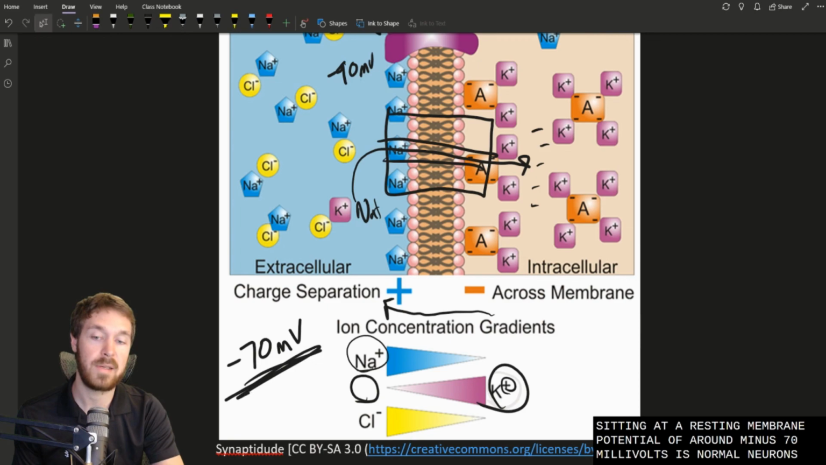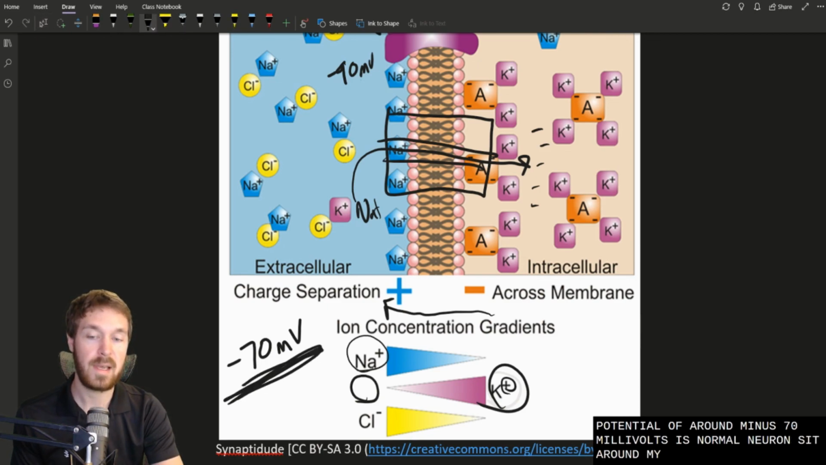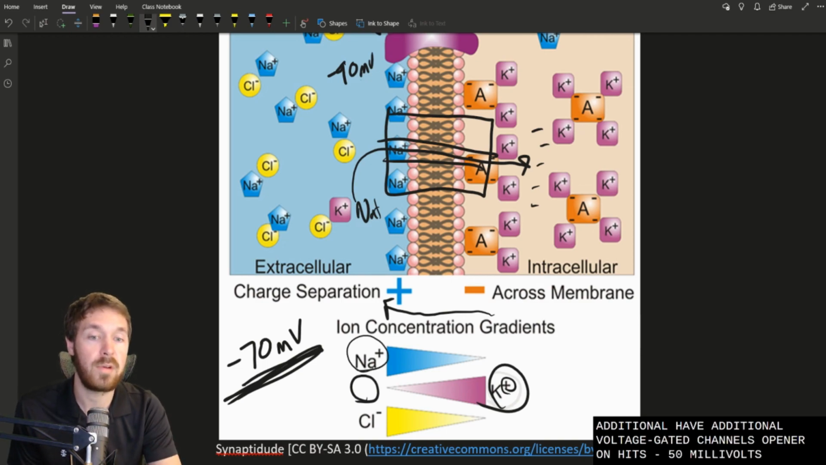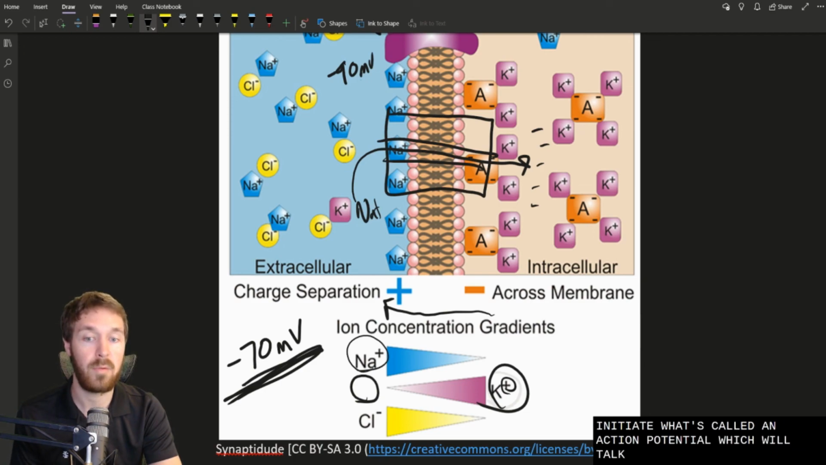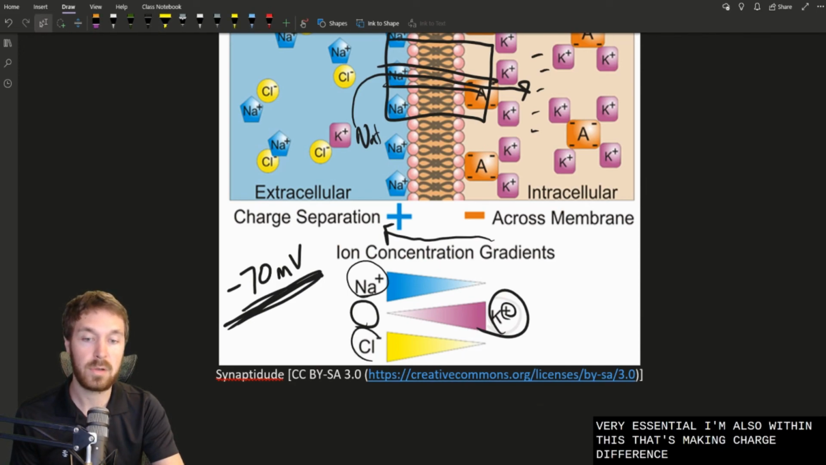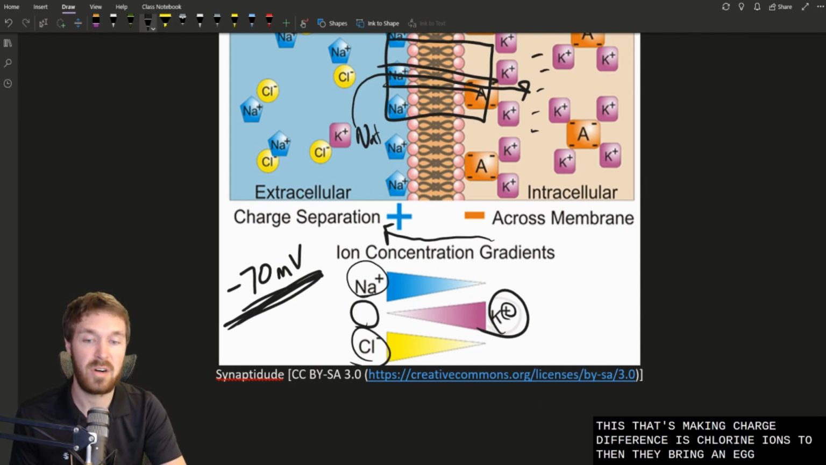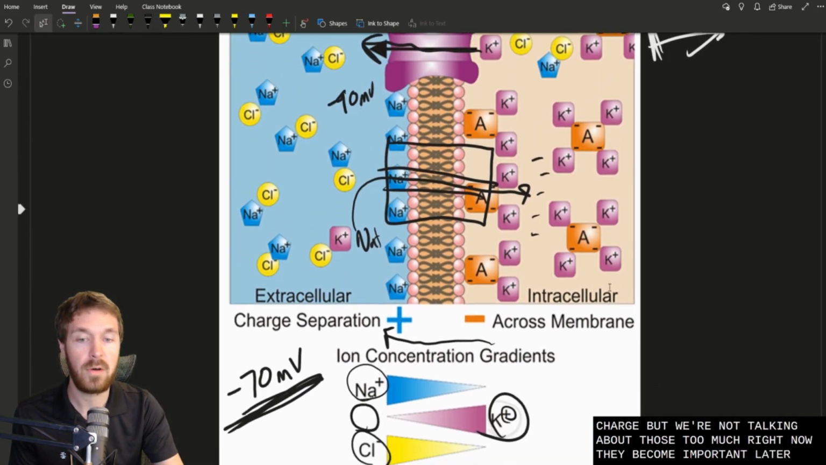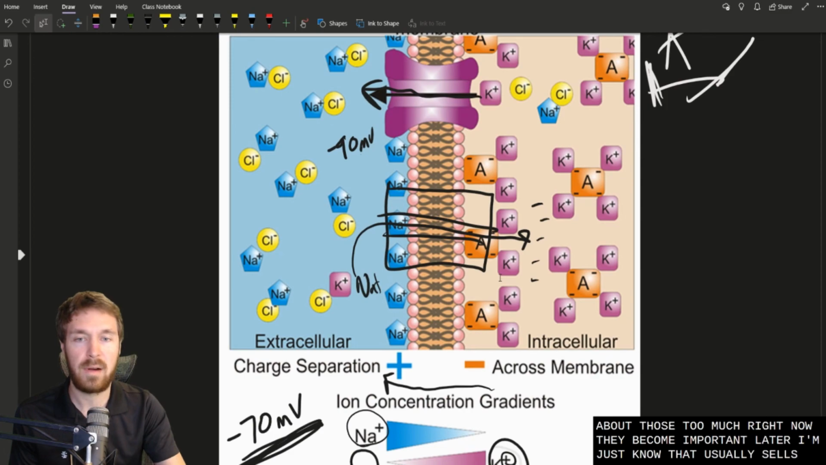Neurons sit around minus 70 millivolts, but neurons have additional voltage-gated channels. So if a neuron hits minus 50 millivolts, it initiates what's called an action potential, which we'll talk about when we get to the muscles, because that's how the neuromuscular junction works and how we send signals through our nervous system. So it's very, very essential. Also within this, making charge differences, are chloride ions, and they bring a negative charge, but we're not talking about those too much right now. They become important later. Just know that usually cells are around minus 90 millivolts.